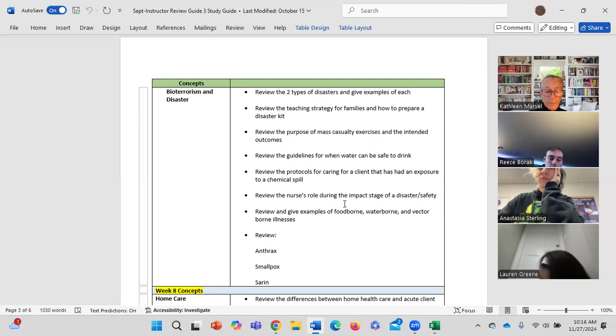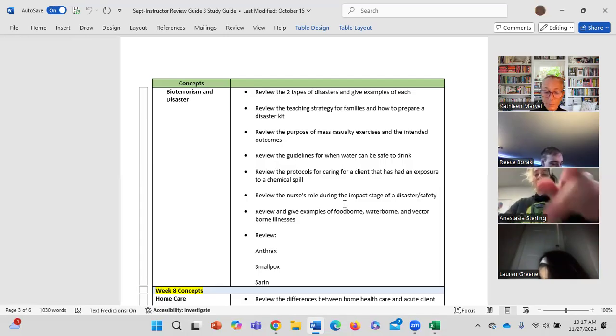I believe we went through this in class. Water being rendered safe to drink means a few things. We have to boil for 3 to 5 minutes. We treat with household bleach, 1 ml, which is about 16 drops per gallon. That's number 2. And then we need to drain the water from all the hot water tanks, commodes. So that answers that question of reviewing guidelines of when water can be safe to drink.